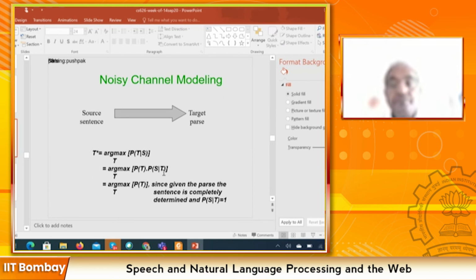The last doubt is by Shreya Pathak. A non-terminal dominates all the nodes in its subtree. Yes, that is correct. Okay, I think in that case we are done with the doubts, sir. Okay.